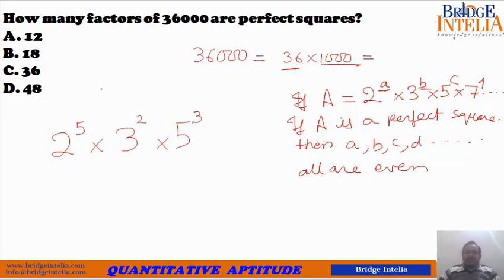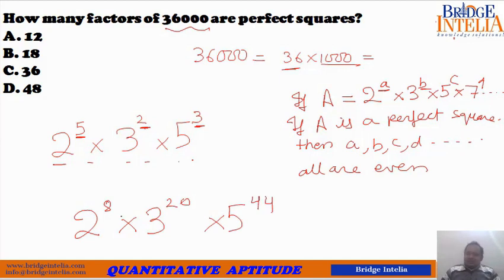So is 36,000 a perfect square? No, this is not a perfect square because all the powers are not even. For example, will you call this number a perfect square? Yes, this number is a perfect square because all the powers are even. Why do the powers have to be even? Because if you try to find the square root, the powers should get comfortably divided by 2 and you will get a perfect square root. That's why, in case of a perfect square, all the powers of the primes have to be even numbers.